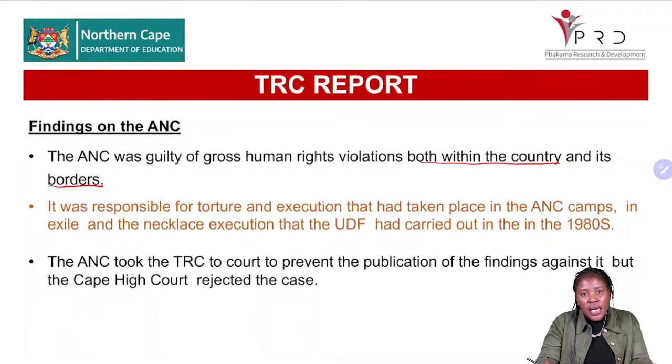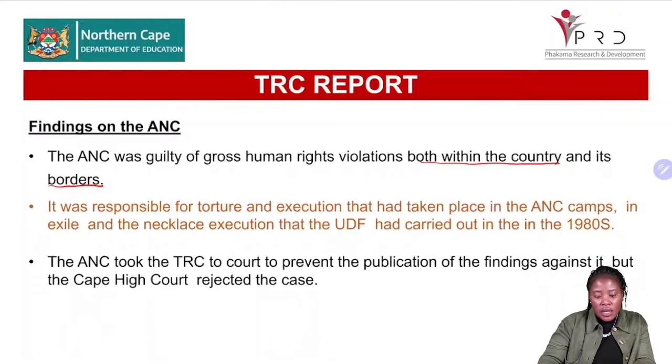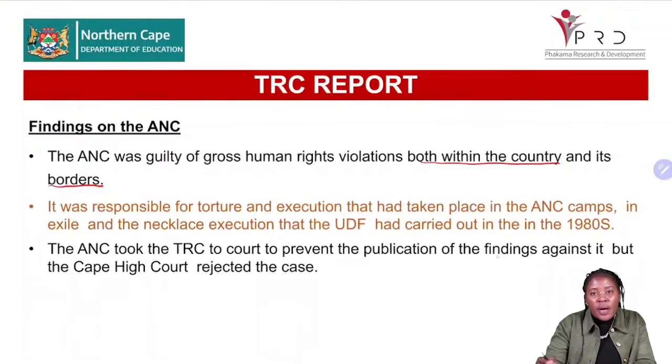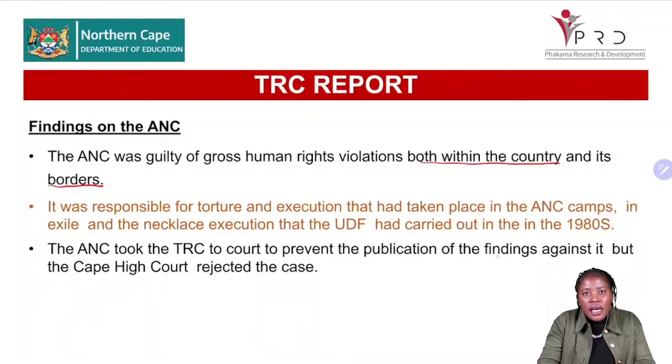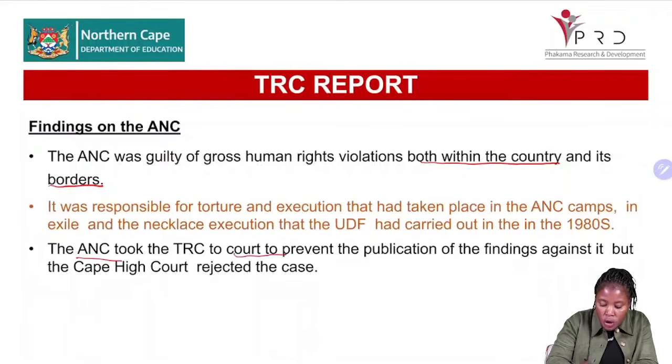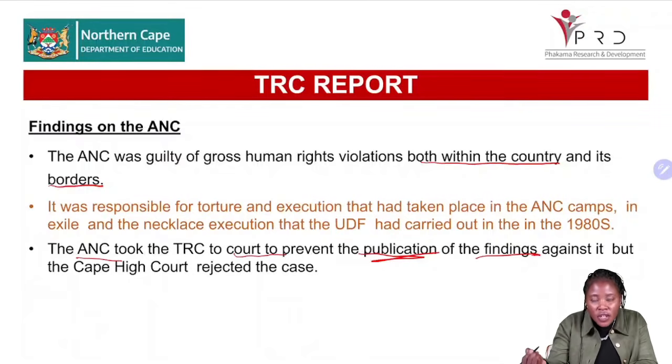It says, remember now, here the TRC report is finding the ANC guilty of gross human rights violations. Now, what was the response of the ANC towards the report? It says the ANC took the TRC to court to prevent the publication of the findings against it, but the Cape High Court rejected the case. So this is similar to what de Klerk did. Remember, de Klerk took legal action to prevent the TRC from publishing that paragraph that implicated him in the third force activities. Now again here we see the ANC taking the TRC to court to prevent the what? The publication of the findings, just like de Klerk, who wanted to prevent the TRC from publishing the findings.